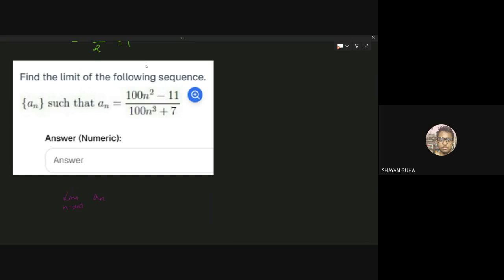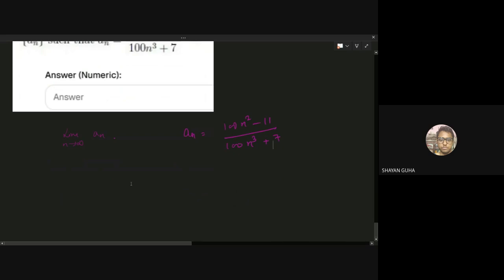So let's solve this question. Here we have a_n equals (100 n square minus 11) divided by (100 n cube plus 7). So I have to calculate limit n tends to infinity a_n, which is nothing but limit n tends to infinity (100 n square minus 11) divided by (100 n cube plus 7). Here the numerator is a quadratic.